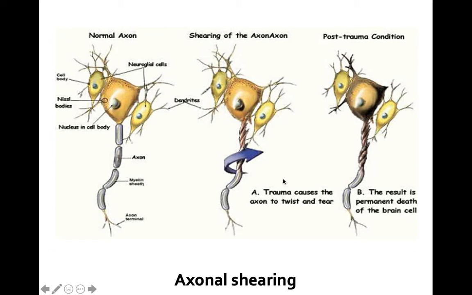And this is just showing you the twisting that can occur because of trauma. And then that twisting can result in permanent death of your neurons in your brain cells, and they cause that post-traumatic condition or traumatic brain injury.